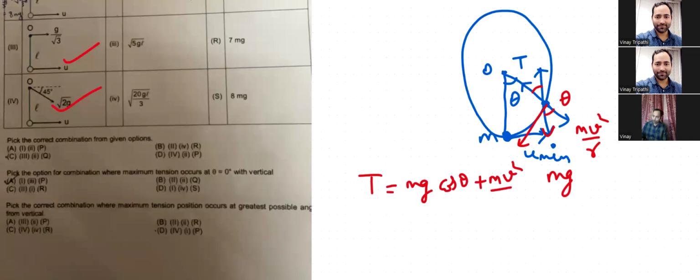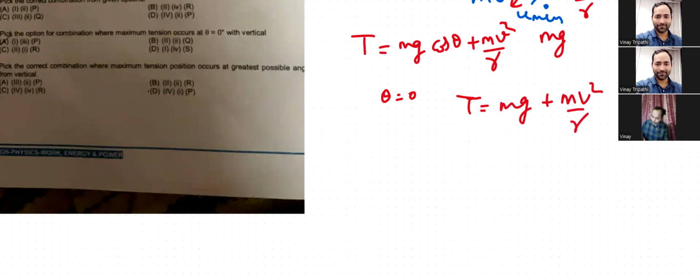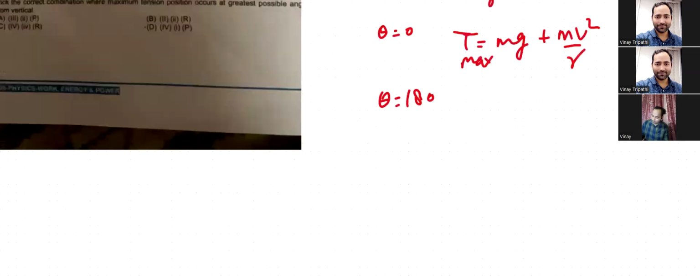Tell me one thing. What would be the value at theta equal to 0, that means at the lowest point? This is going to be mg plus mv square by r. This is, by the way, T max. And at the highest point, what would be theta? 180. That would be T min. So T min would be minus mg plus mv square by r. Basically, cos 180 is minus 1, right?